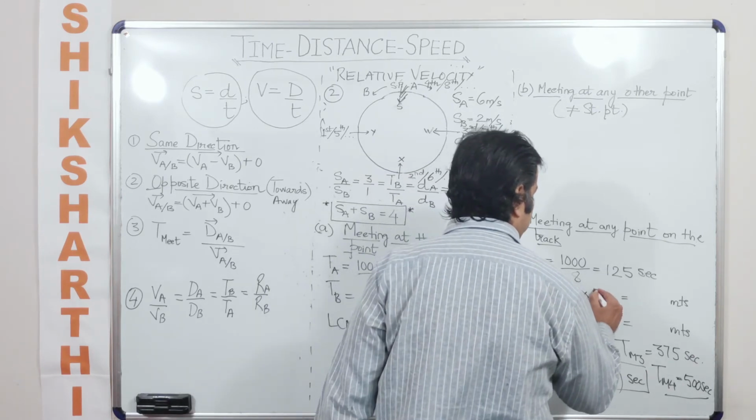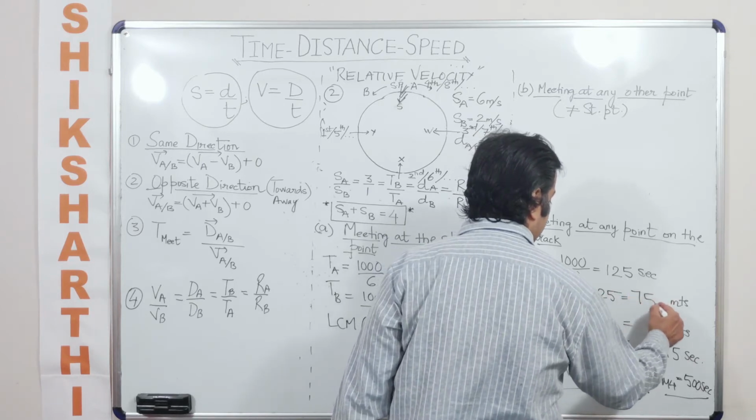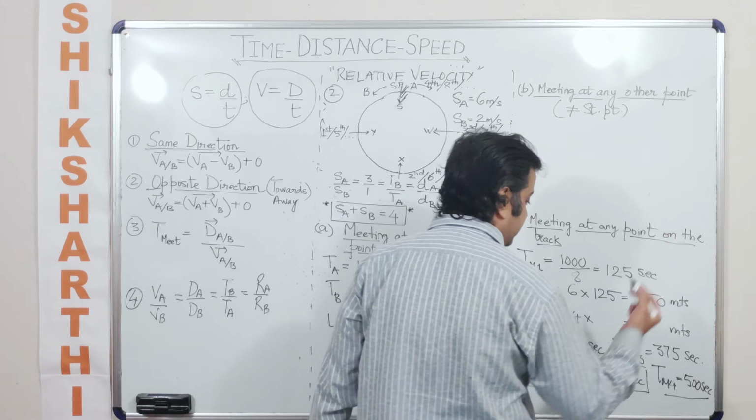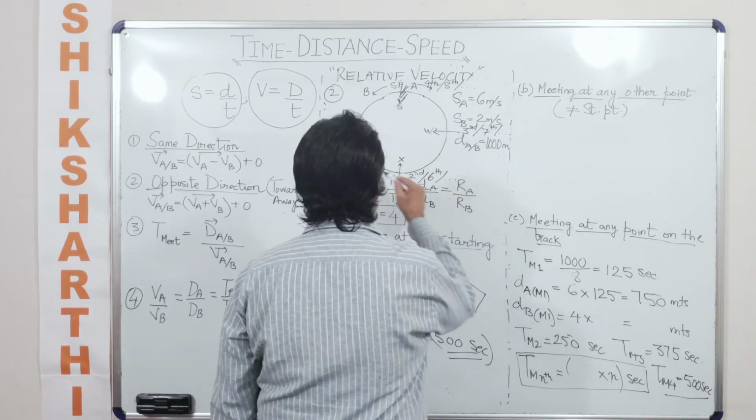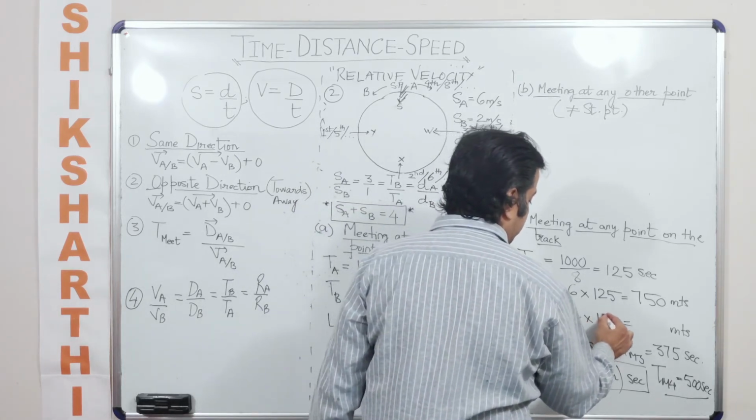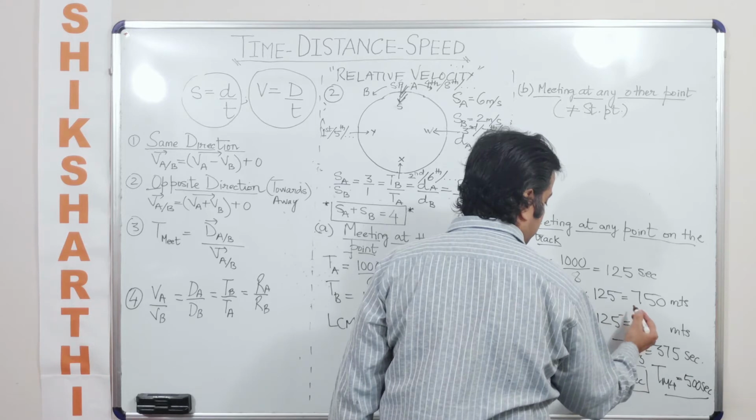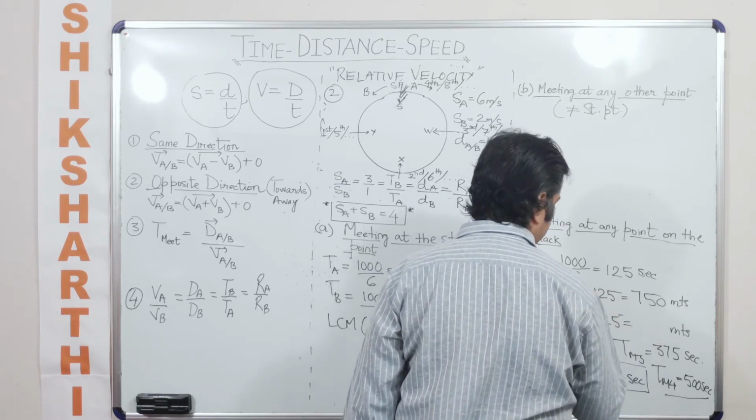Now, what is the distance traveled by A when they were meeting for the very first time? So which is just like saying 125, I multiply with this and I get it as how much? 750 meters, which is just like saying 3/4 of the circle. And here, they're meeting after 125 seconds, right?